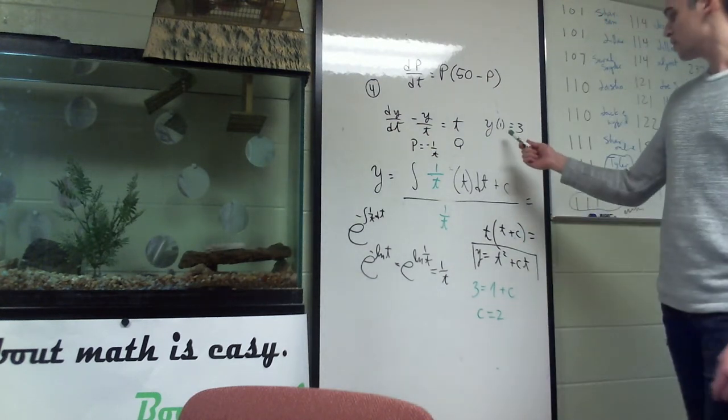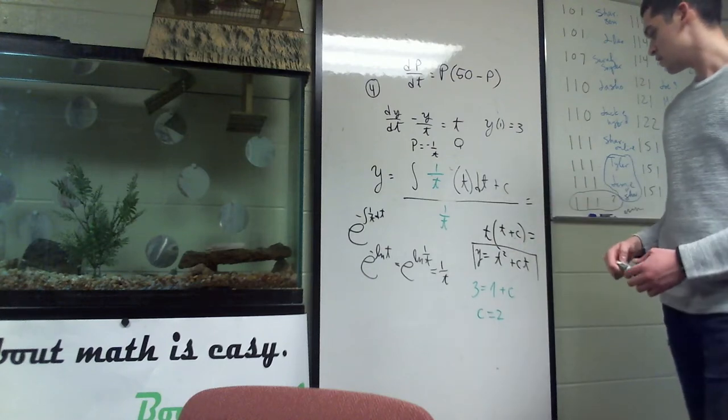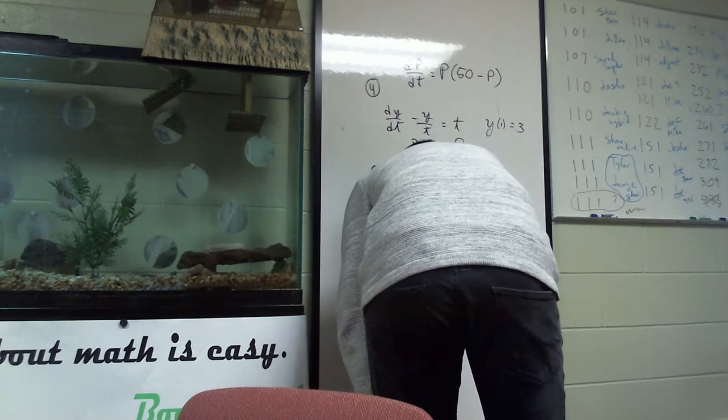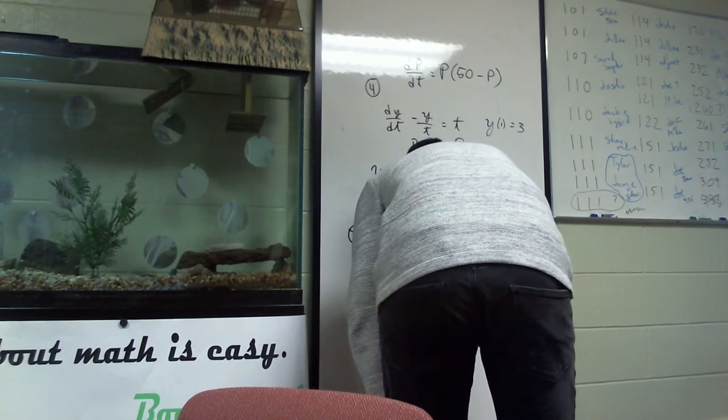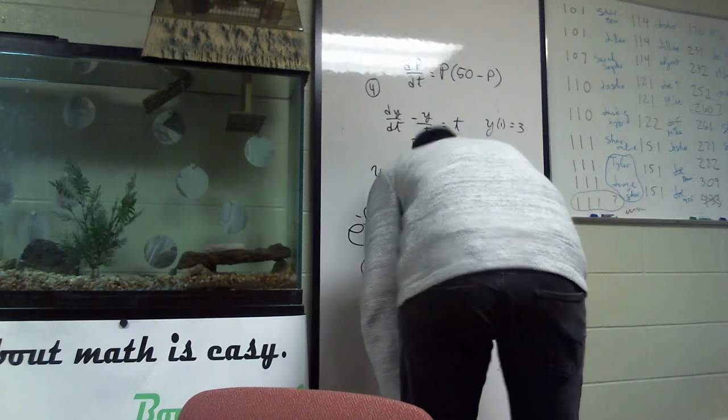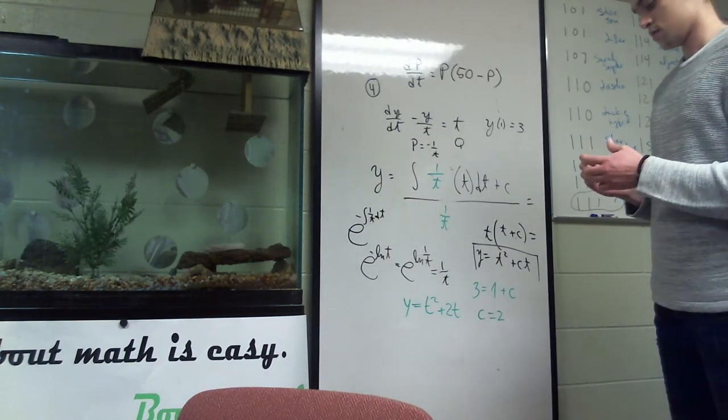C equals 2 is, I think, right. So what's the final answer? So the final answer is y equals t squared plus 2t. Correct. Perfect answer. We're down to the last problem already.